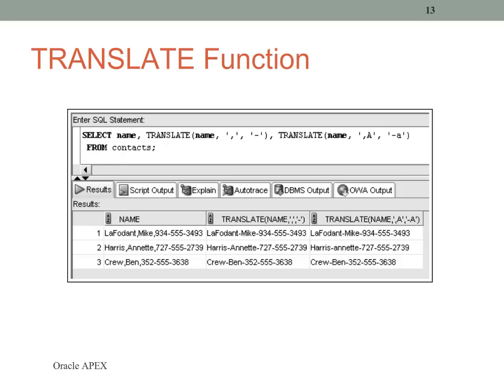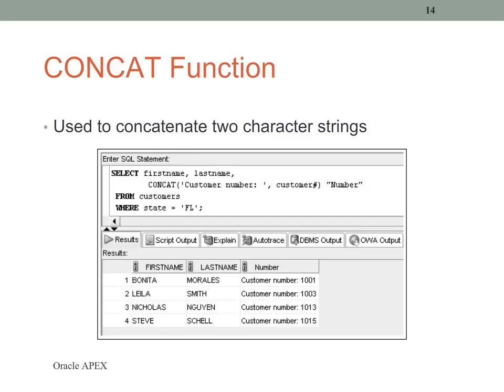Now let's return back to concatenation. Here we see how to use the CONCAT, short for concatenation, which we know in this course to mean combine, to in fact combine data from two columns.